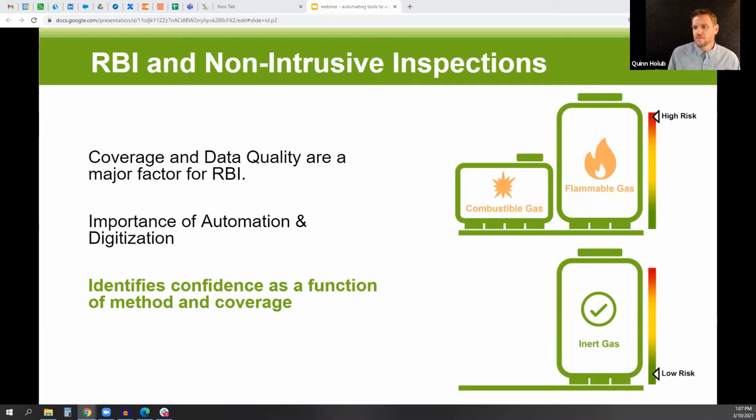RBI, with its inherent flexibility, can help realize the inspection interval and scope benefits of automated and better inspections that can answer these questions.